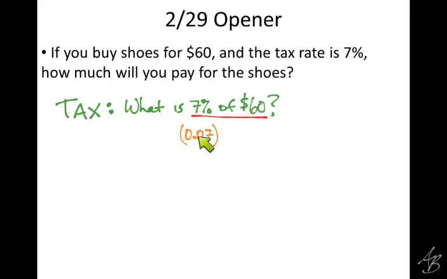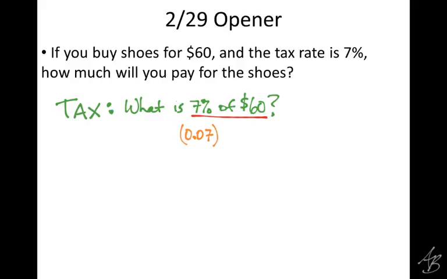What kind of number is this? It's a decimal. What kind of number is this? A percent. How do I change a percent to a decimal? We just did it on the other side of the opener, right? We divide by 100. So what we're doing here is changing this percent into a decimal, and then we're going to use that with the $60.